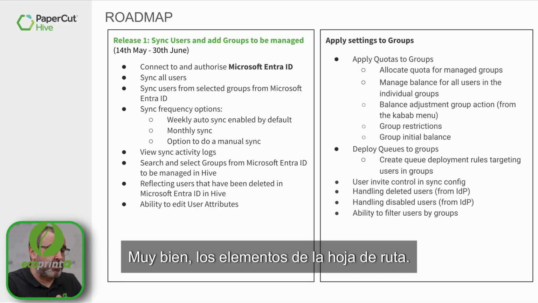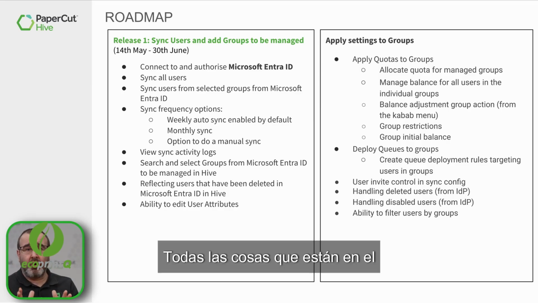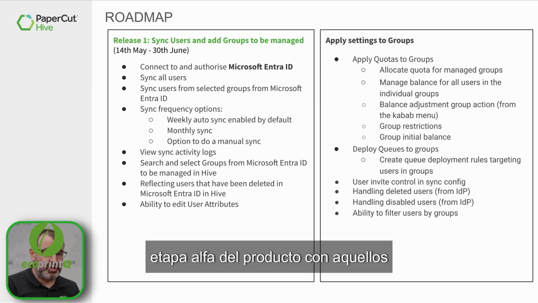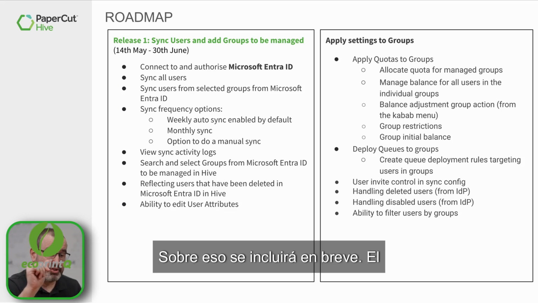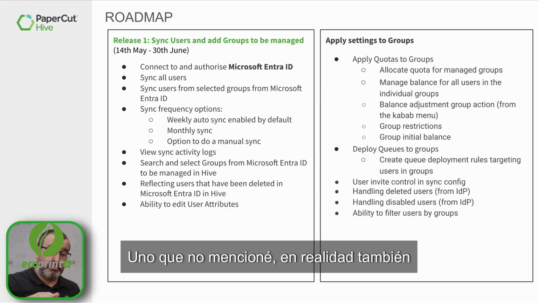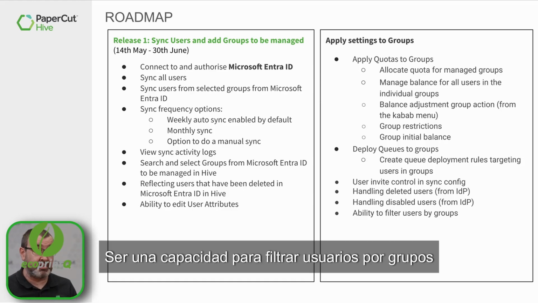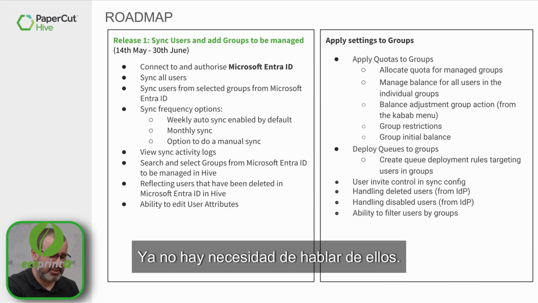I know it was a really super quick run through as a demonstration here, but let me talk to you now about some of the things that are still under construction for groups. All right, so the roadmap items. Right now in Alpha, we've just run you through all of the things that are in the Alpha stage of the product, with those couple of extra things that I was talking about that will be included shortly: the handling of deleted users, handling of disabled users. One I didn't mention, there'll actually also be an ability to filter users by groups coming into the system soon as well. We've run through all these things.